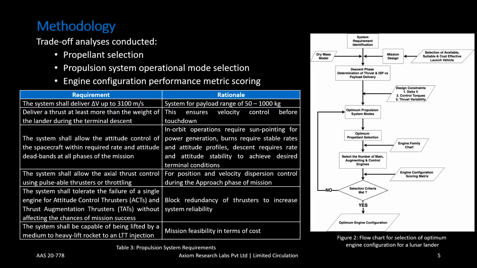Then the system shall be able to tolerate the failure of a single engine in the ACTs or TATs, which are attitude control thrusters and thrust augmenting thrusters. The thrust augmenting thrusters are aligned longitudinally, providing thrust when required and variable thrust when required. And the system shall be capable of being lifted by a medium to heavy lift rocket into an LTT injection.